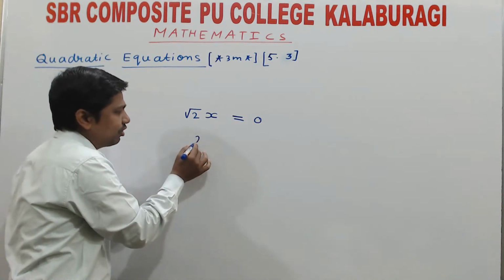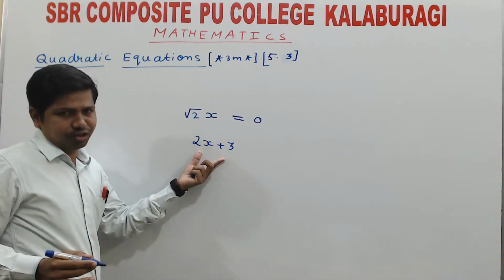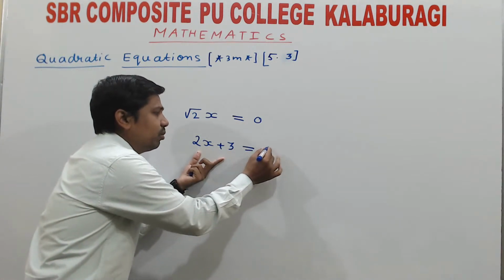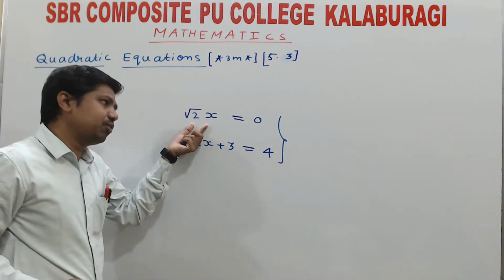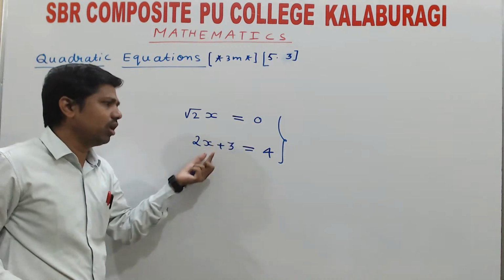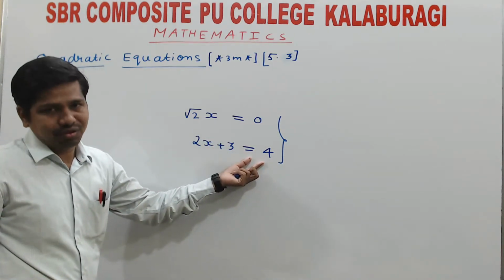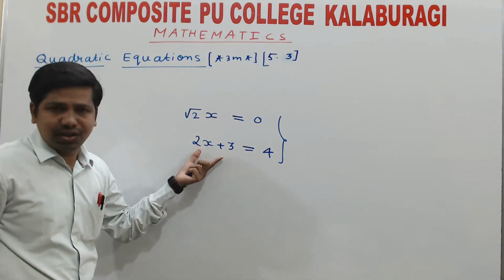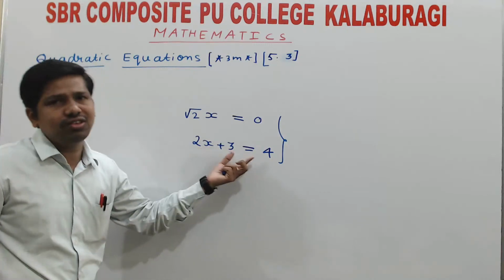And if I write again an algebraic expression 2x plus 3, this is also an algebraic expression which is equal to some constant, then this leads to an equation. An algebraic expression which is equal to 0 or equal to some constant, that type of algebraic expression is to be an equation. And you are solving this equation, you are finding the value of x that will satisfy this equation.